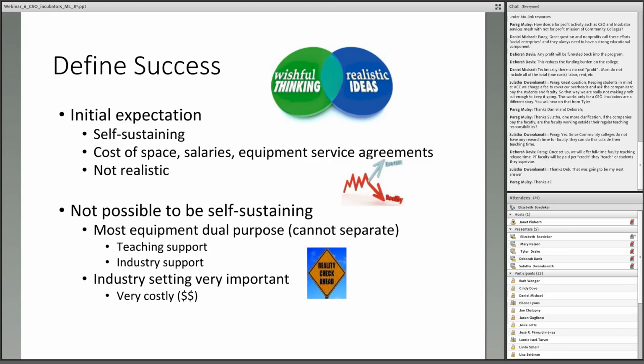It's challenging to calculate how that return is actually coming back to the college. But I think it is there. I think it's just not as obvious. It's when you start thinking about some of those less defined things that we see the return on that investment.